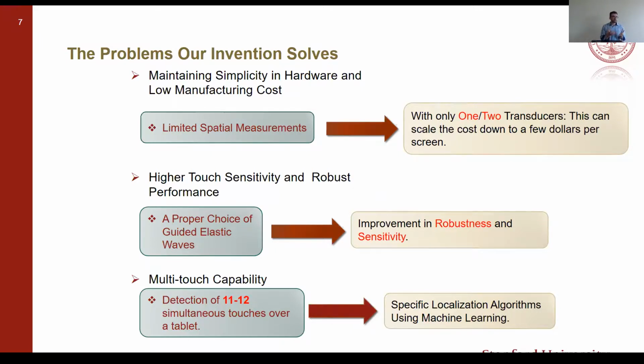Also, we wanted to improve the touch sensitivity and the robustness of our technology. And I'm going to explain in the details of the technology that if you are smart in choosing the proper ultrasonic waves, we should be able to do that. And we do it through what are called guided waves in a screen. Also, we would like to have a multi-touch capability, which is not robustly on the market yet. And for that, we work on a signal processing technique that can provide that feature.